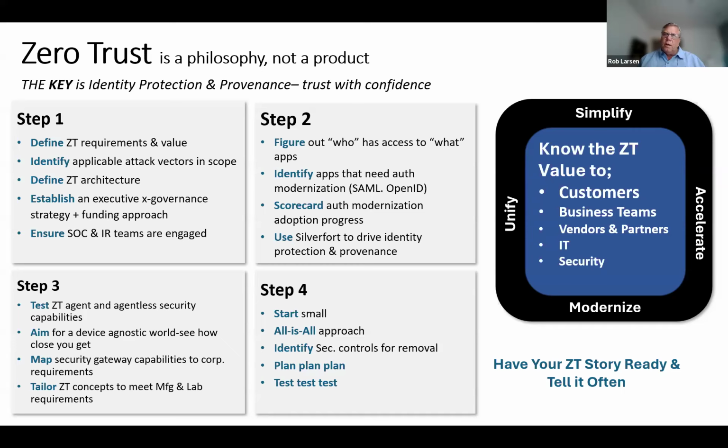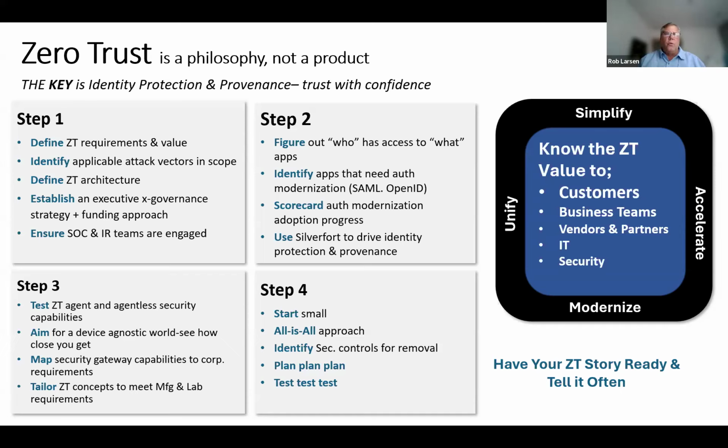Step 2, figure out what individuals have access to what apps. Identify the apps that need modern auth, whether it's SAML or OpenID, meaning pick those standards, match them with those apps that need to modernize, and then help them modernize through some scorecard strategy so that there's a lot of visibility to know who's already ready for zero trust and who needs to adopt the zero trust auth protocols. And use Silverfort to drive identity protection and provenance.